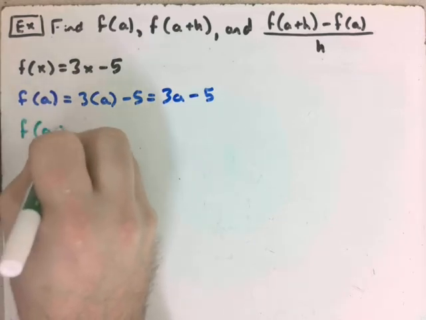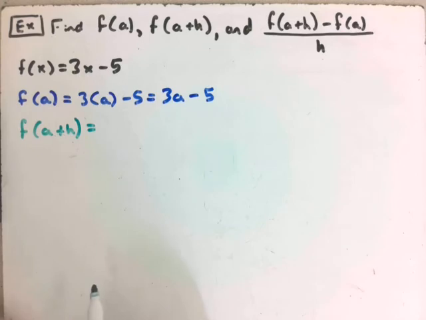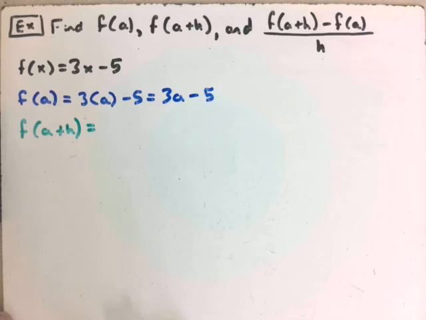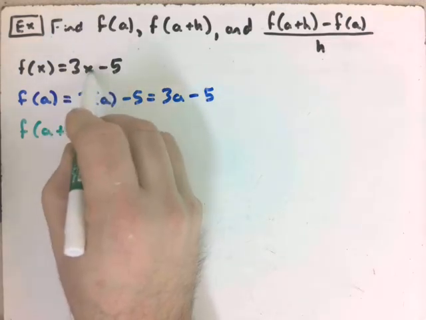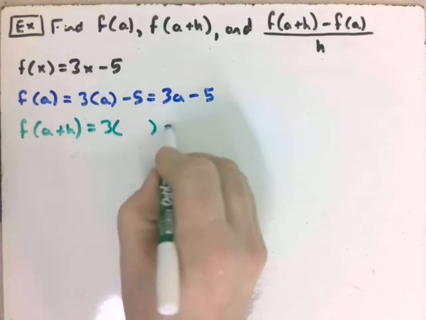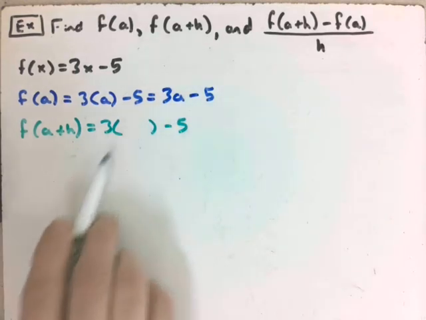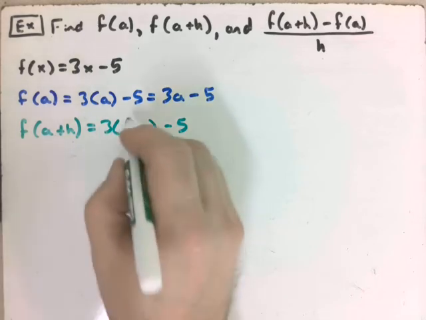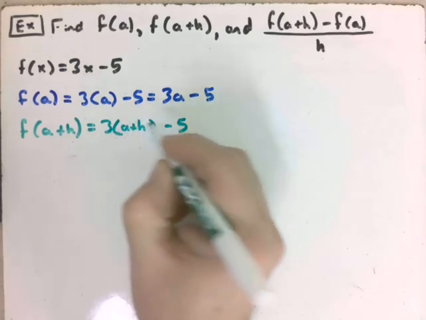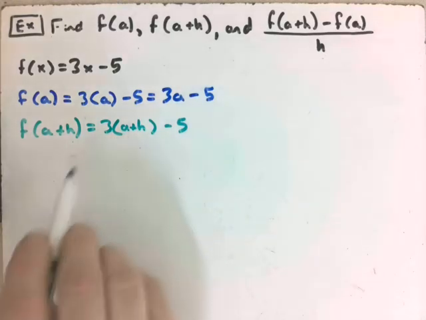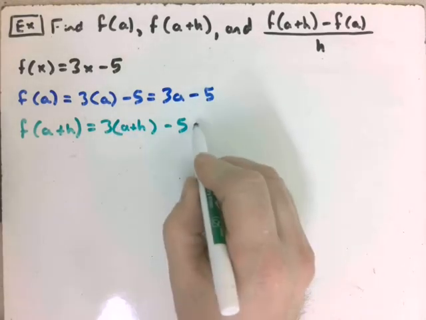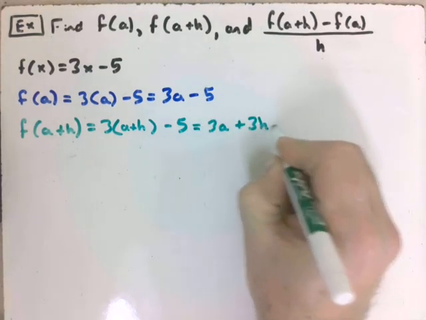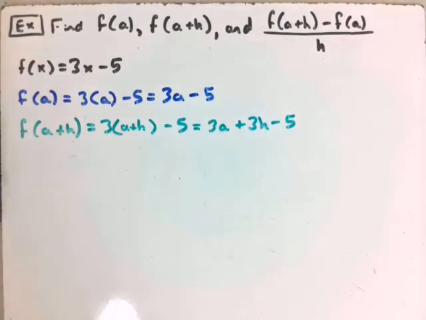F of a plus h, that means we're going to take a plus h and plug those values in for x. So the original was 3x minus 5. So we're going to substitute something in for x. So instead of 3x minus 5, we'll have 3, and then whatever we're substituting in, in this case that's a plus h. Now we do need the parentheses. This time if you distribute the 3 in and simplify, we would have 3a plus 3h minus 5.